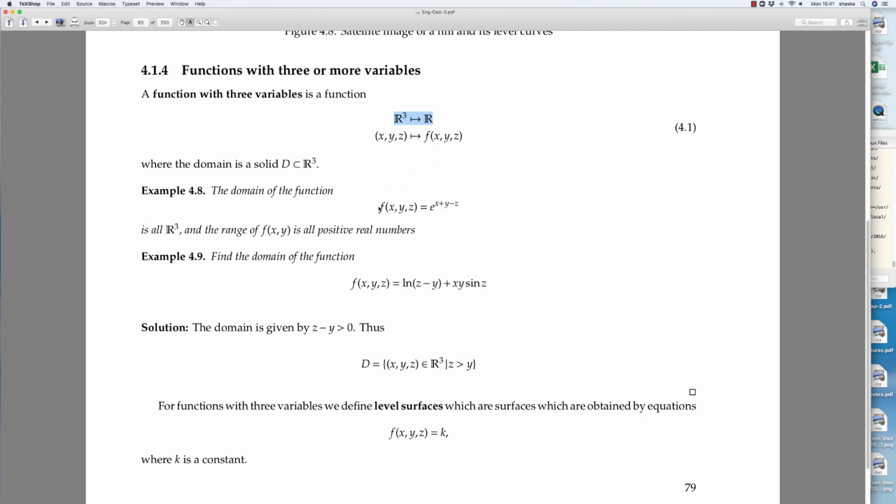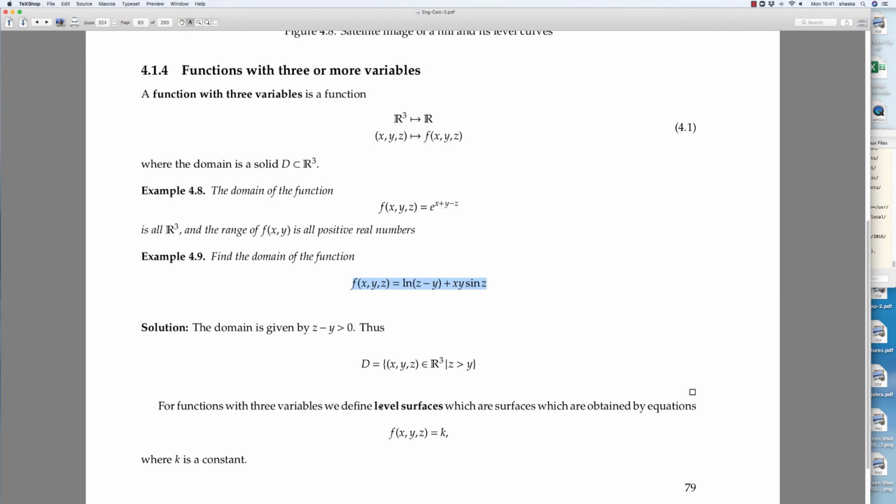Okay, so for example, let's just find the domain of this function. Well, here there's no restriction for any x, y, and z that you put there. You can compute that value. So the domain is all of R3. But the range, well, this is an exponential function, so the values of this are always positive. Okay, so you can actually do all of these things. I have a couple of easy examples here, and you can look at the next example.